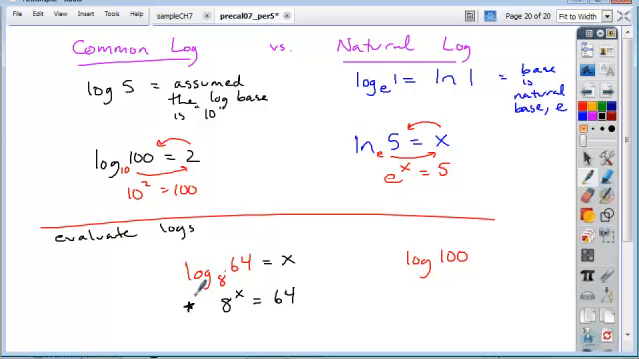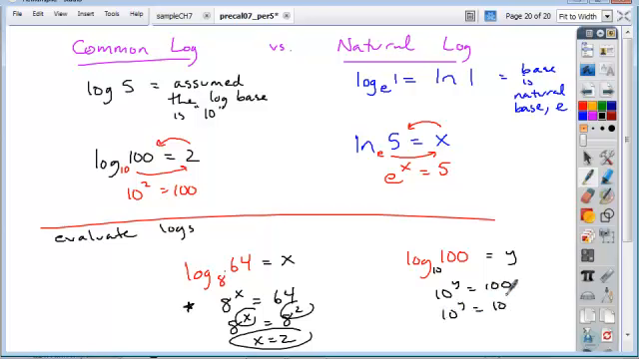Solving an exponential equation, you want both sides to have the same base. So 64 in the base 8 is 8 squared. And then you equate the powers. So x is equal to 2. And you do the same thing here. Set this equal to a variable. Rewrite it in exponential form. 10 to the y is equal to 100. And then solve. Base is the same. Equate the powers. And you get your solution.